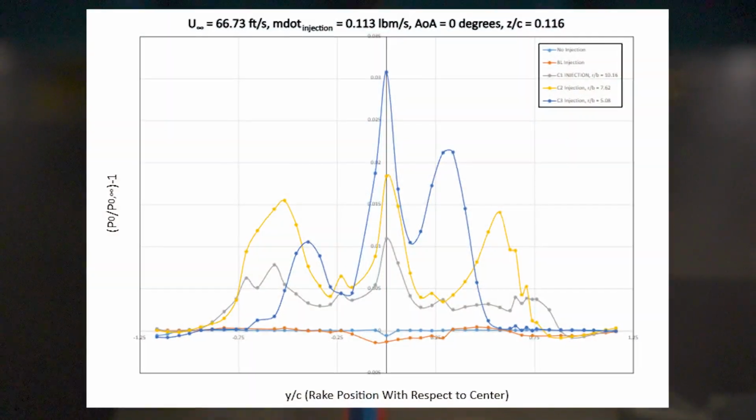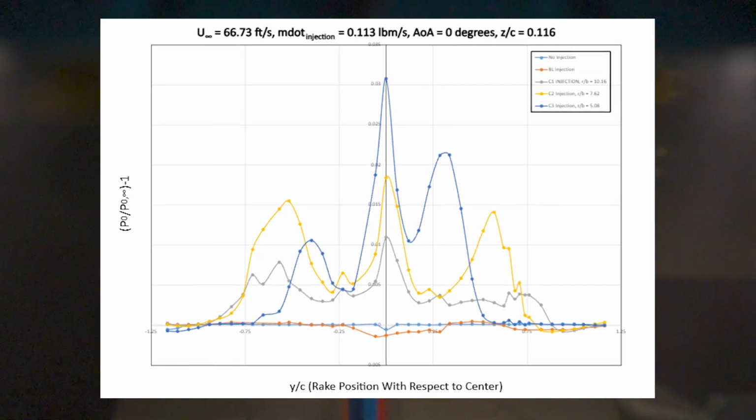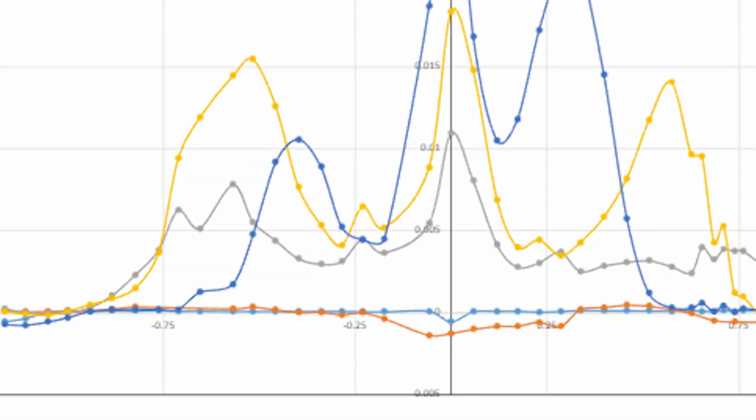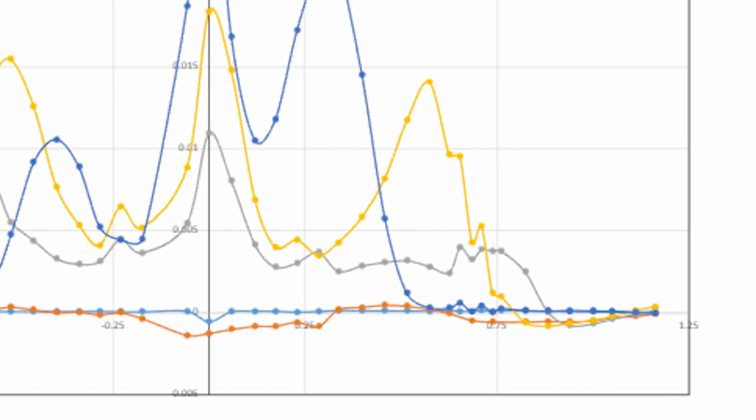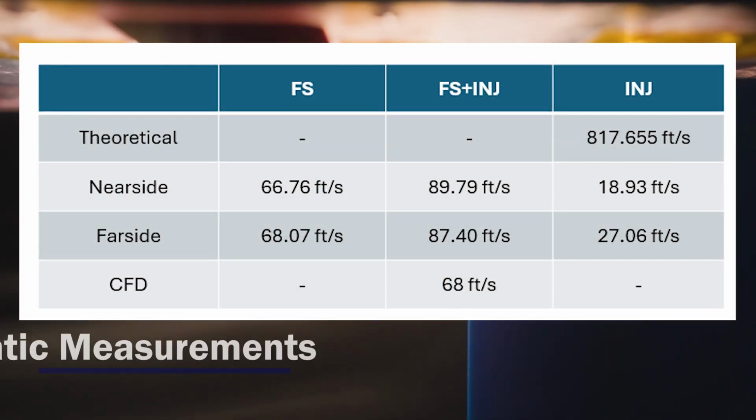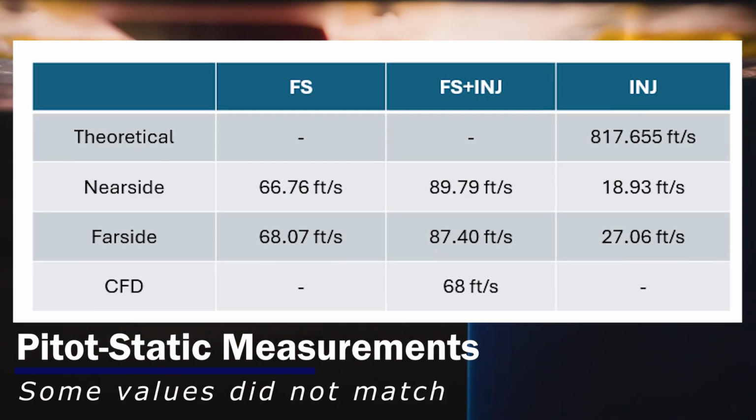We also found that using a finite rather than infinite slot introduced edge effects and enhanced boundary layer effects around the corners of the slot located at plus or minus 0.625 of the normalized rake position. We believe this complex behavior also impeded the accuracy of pitot-static measurements of the slot exit.